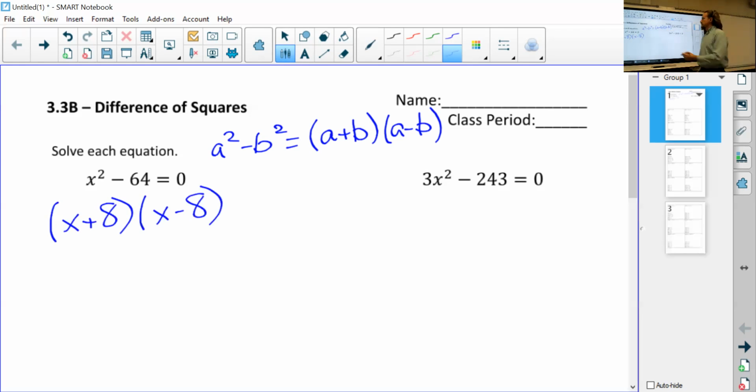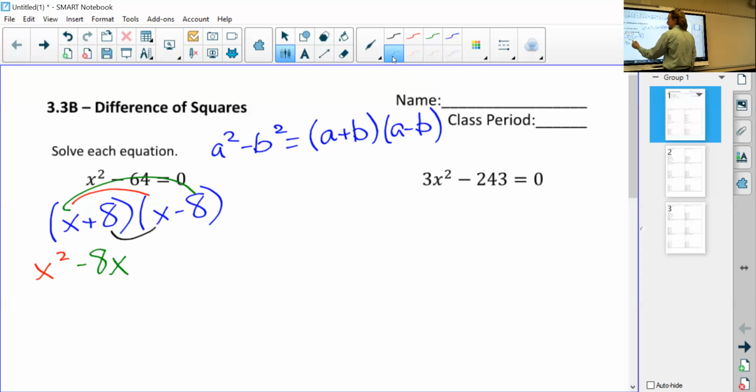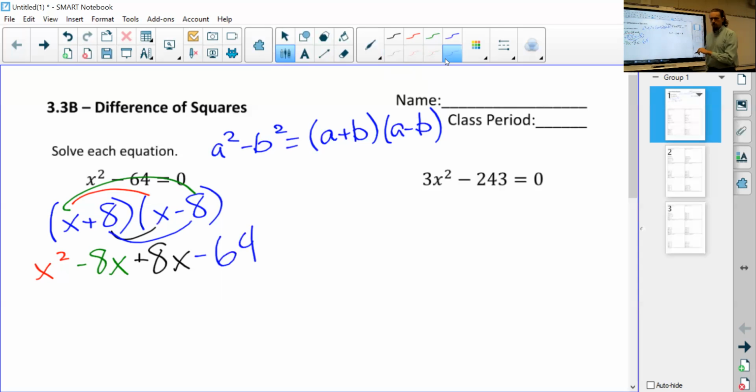If we FOIL that out, just to check, remember first, so x squared, outer, x times negative 8 is negative 8x. Inner terms, 8 times x is positive 8x. And then last, 8 times negative 8 is negative 64. And because our two roots are the same, just opposites, these middle terms will always cancel out. And we're left with x squared minus 64, which is what you began with.